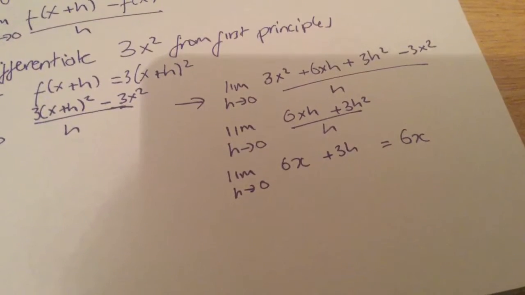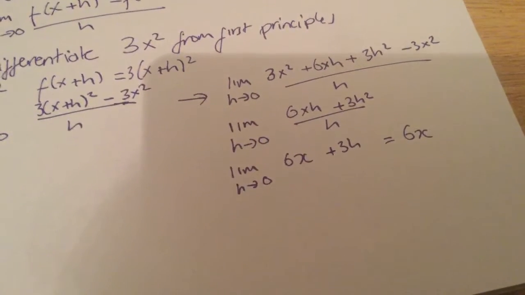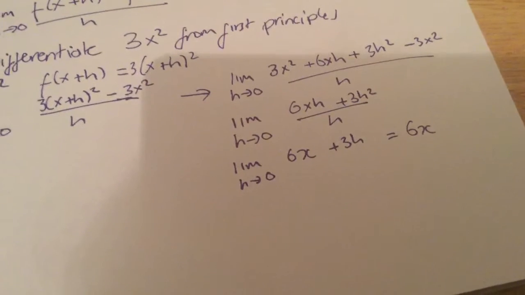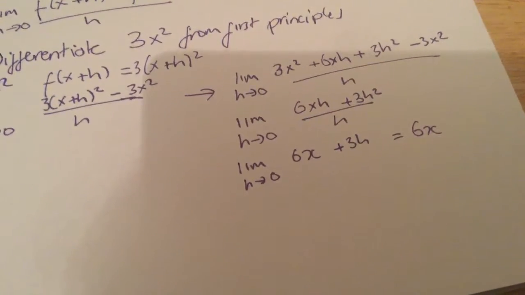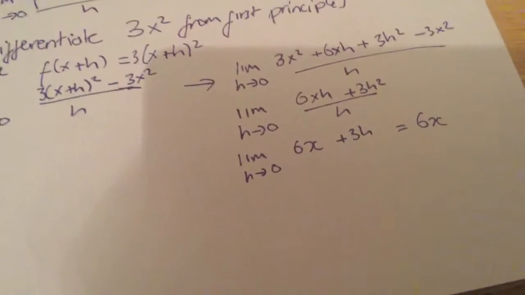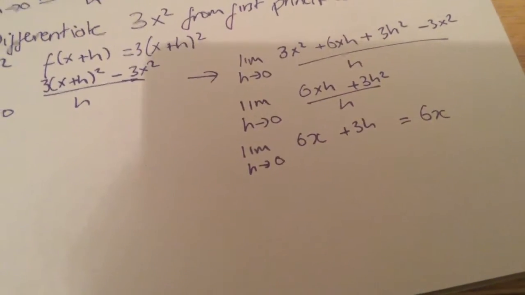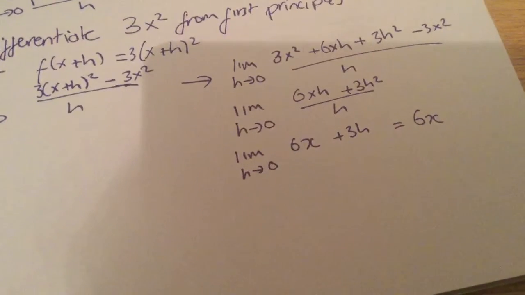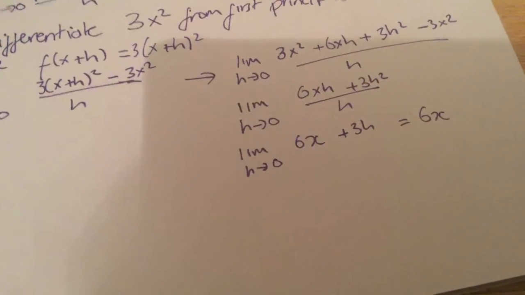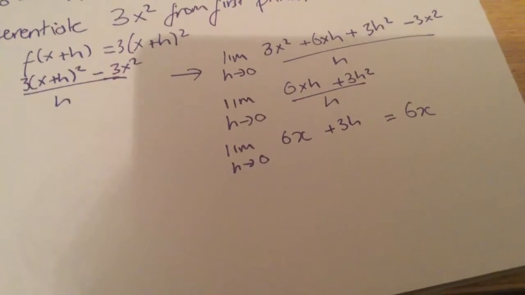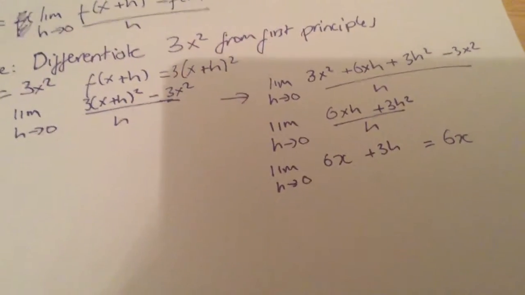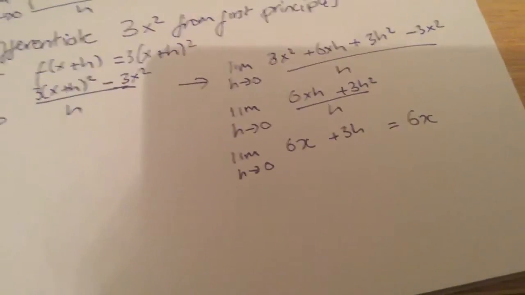From that first line, we can see that parts of the numerator cancel. 3x squared and negative 3x squared cancel quite nicely. That leaves us with the line below, 6xh plus 3h squared, over h. Cancel the h's, and you get the limit as h tends to 0 of 6x plus 3h. Now, if h is tending to 0, then 3 lots of 0 is just 0, so your limit just tends to 6x. And as I'm sure you're aware, the differential of 3x squared is indeed 6x.